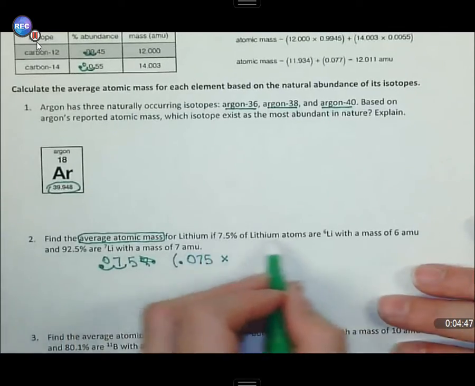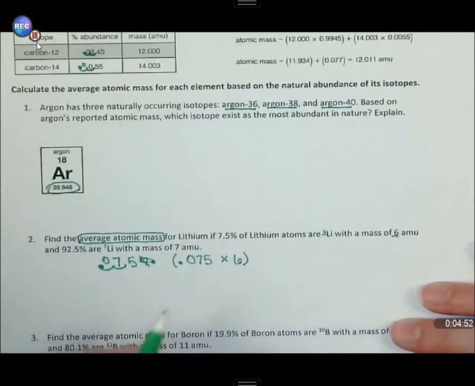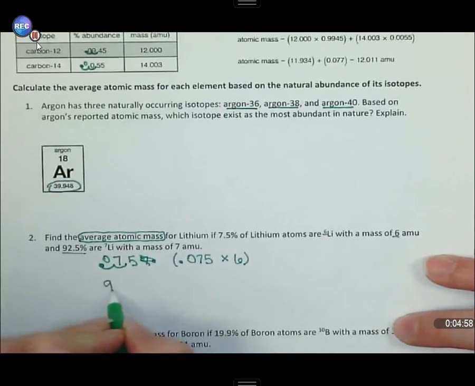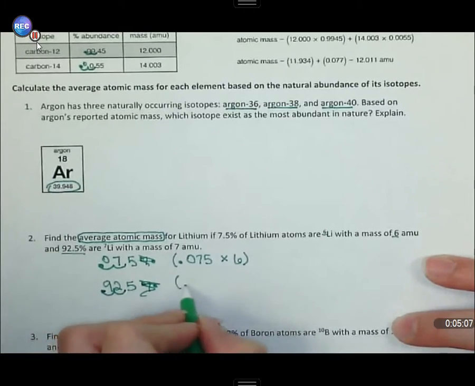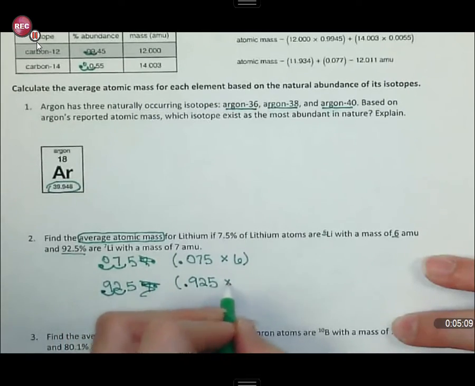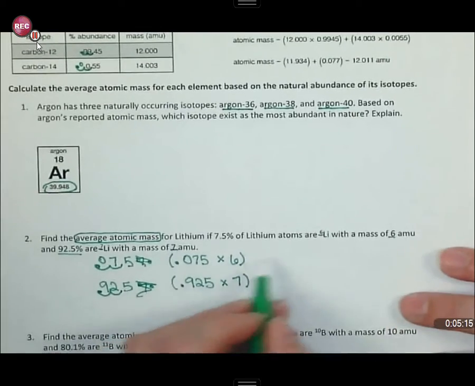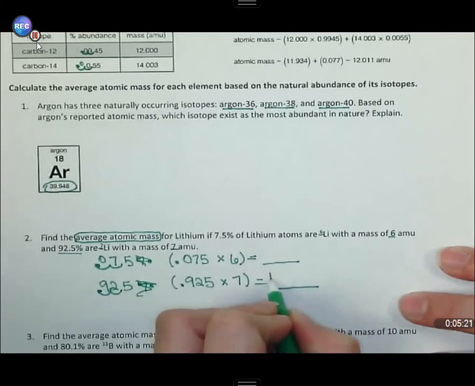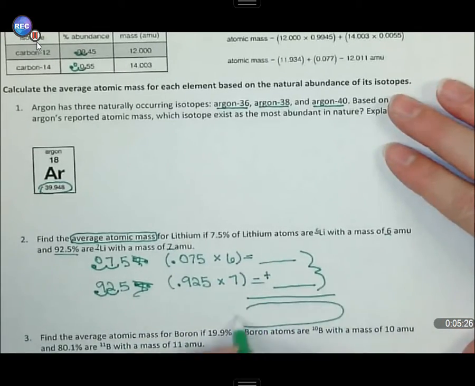times, this guy is talking about lithium-6, so we're going to put a 6 here. Then we have the other one, which is 92.5%. Can't leave it like that. We've got to move it over 1, 2 places. So, percent's gone. Now we have decimal 0.925 times the other guy, which was 7. So you're going to multiply these two. You get a number. You get a number. And then you add these two up. The number that you get will be your answer.